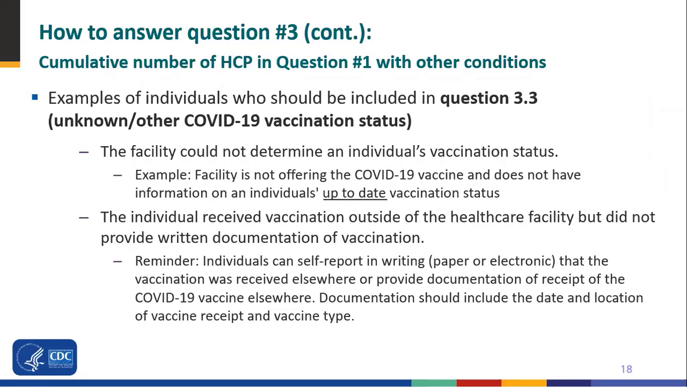We'll now review some instances of individuals who should be included in question 3.3. Individuals should be counted in this category if the facility could not determine an individual's vaccination status. For example, a facility is not offering the COVID-19 vaccine and does not have information on the up-to-date vaccination status for the healthcare worker.